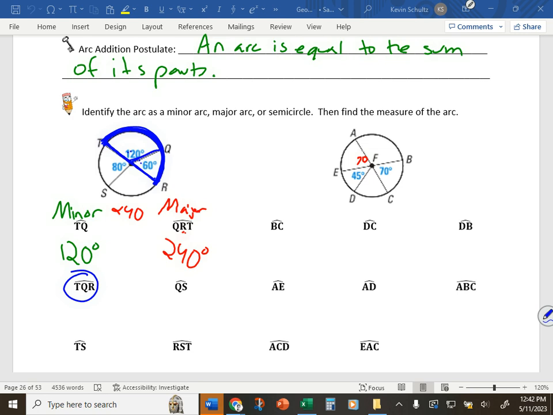You do need to identify it as a minor, major, or semicircle. This would be a semicircle. Did you look up the retakes though? We have to finish the rest of the page. Finish it for Monday. You need to label them minor, major, semicircle.